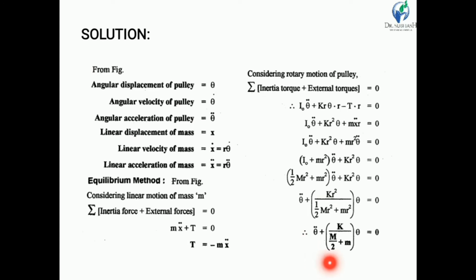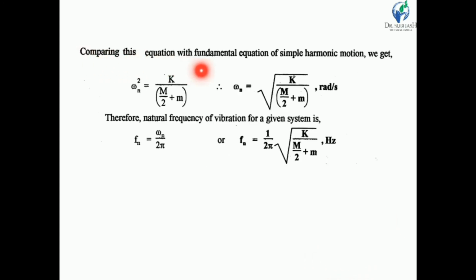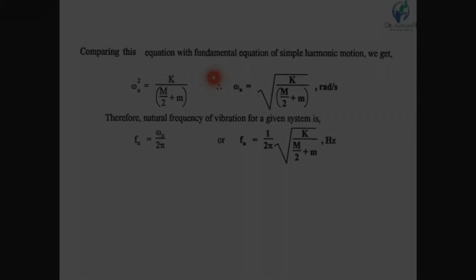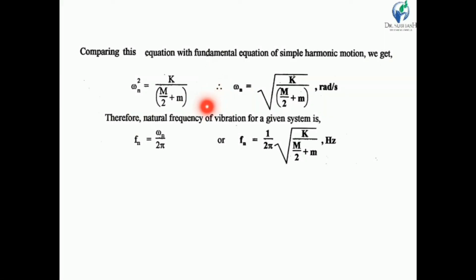Now comparing this equation with the fundamental equation of simple harmonic motion, we get omega n square is equal to capital K by (capital M by 2 plus small m). So omega n is equal to root of capital K divided by (capital M by 2 plus small m). So natural frequency, we know, is equal to omega n upon 2 pi. So Fn is equal to 1 upon 2 pi into root K by (capital M by 2 plus small m) in hertz. So this is the natural frequency of this given system.